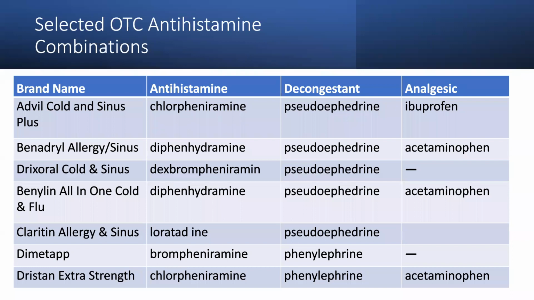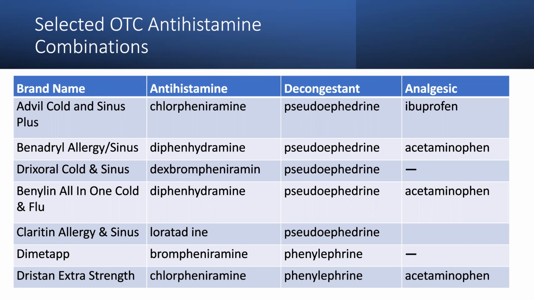Here are selected OTC antihistamine combinations. For example, we find in the market the brand name Advil Cold and Sinus Plus. It has the antihistamine chlorpheniramine, the decongestant pseudoephedrine, and the analgesic ibuprofen. Benadryl Allergy or Sinus has diphenhydramine, pseudoephedrine, and acetaminophen. Dimetapp Cold and Sinus has dexbrompheniramine, brompheniramine, and the decongestant pseudoephedrine.